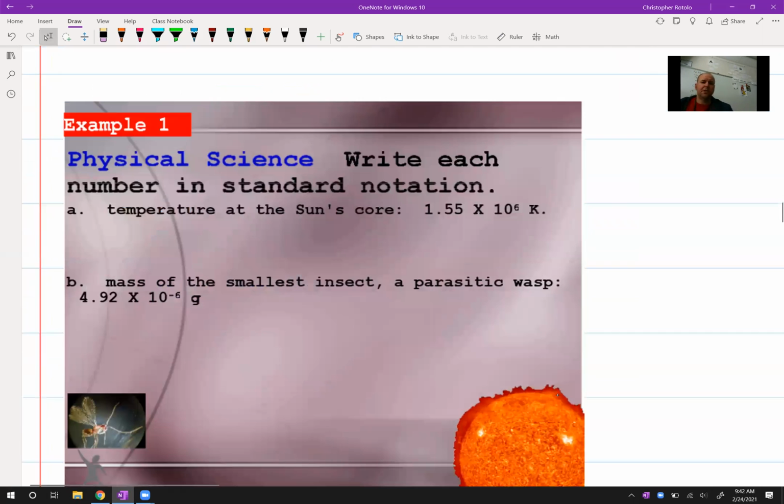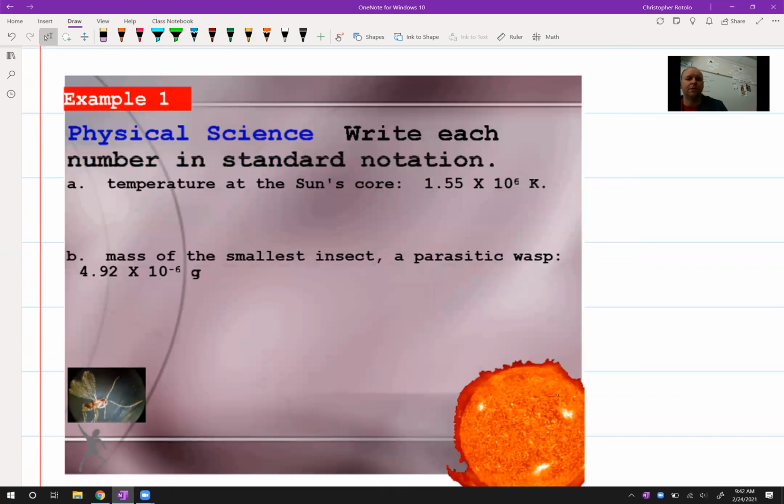So we're just going to work on transferring these back and forth. So hopefully not a big deal. 1.55 times 10 to the 6 Kelvin. It's pretty hot in the sun's core. It's even hotter in the core than it is on the surface. It's true. I asked a science teacher. They said it's true. Okay. So that means they're going to move the decimal 6 places, make this number pretty large. 155. So it's 2 places already. 1, 2, 3, 4. I'm going to put my commas in here.